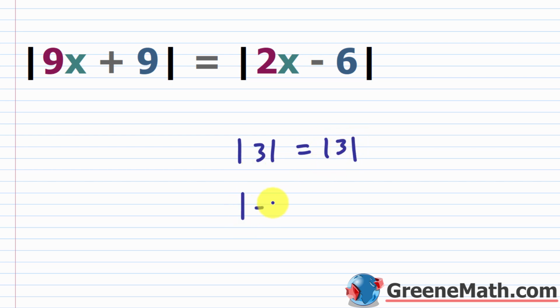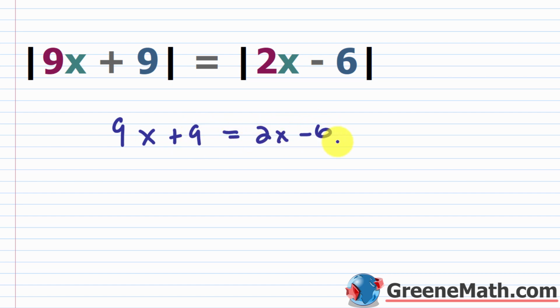Or I could do the absolute value of negative 3 is equal to the absolute value of positive 3, right? Those would be equal because this guy is going to flip to 3, and this guy would stay 3. So either way, you get 3 equals 3. I'm going to use that same concept here and say that in one scenario, I could just drop the absolute value bars. So I could say 9x plus 9 is equal to 2x minus 6.